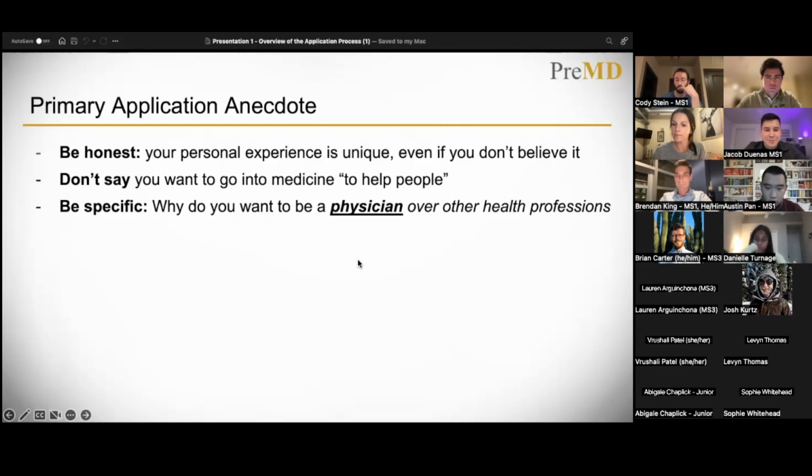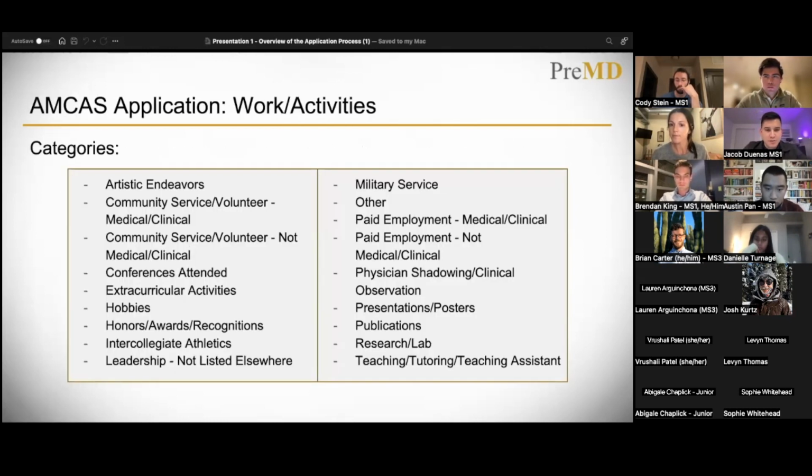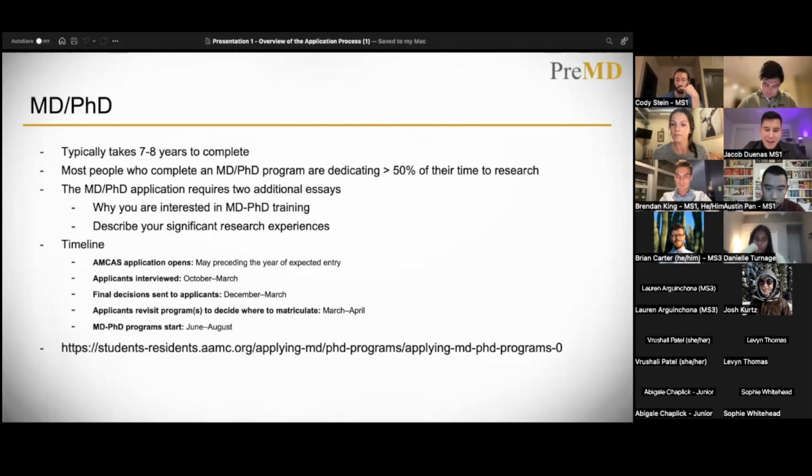Yeah, I think they said it very well. So moving on to the MD PhD. This is still an MD degree, but it's a joint degree that people who are interested in research will think about pursuing. This takes about 7 to 8 years to complete, so it is definitely a longer time commitment.